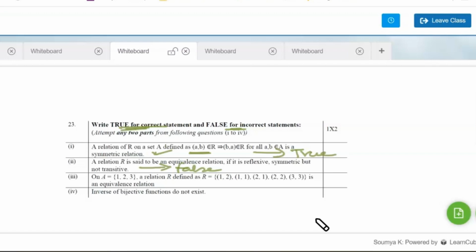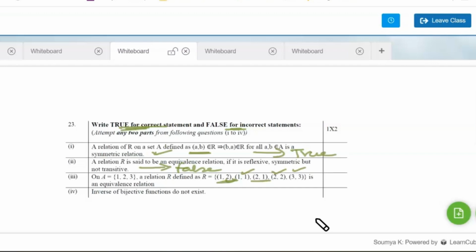Next one is a set A which contains 1, 2 and 3 elements. A relation R is defined with all these combinations, and is it an equivalence relation? So it has to satisfy three things, that is reflexive, symmetric and transitive. So for reflexivity it would be (1,1), (2,2) and (3,3). This satisfies the reflexivity. For symmetry it is (1,2) and (2,1).